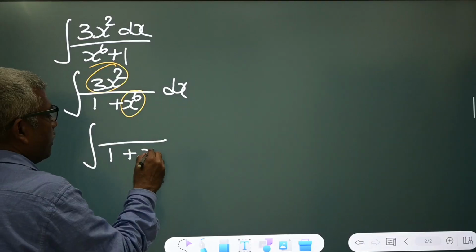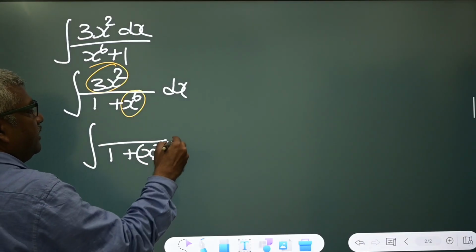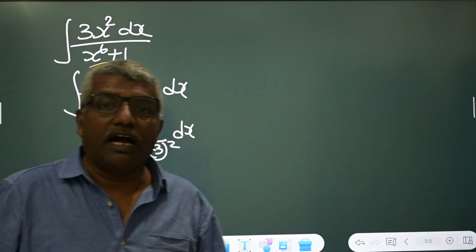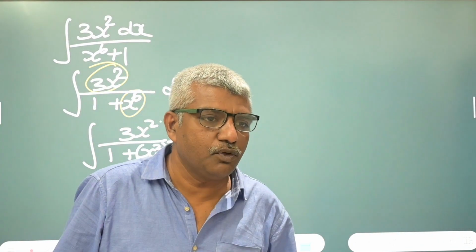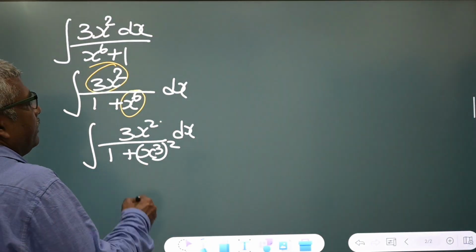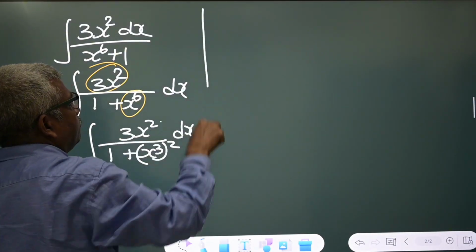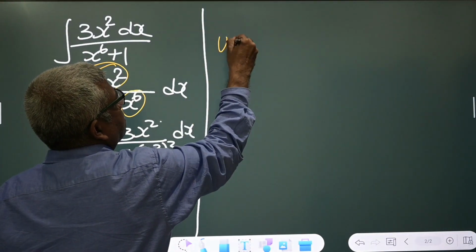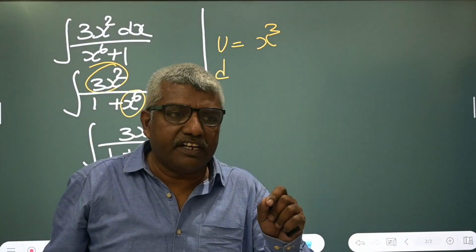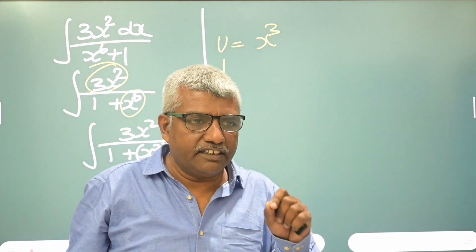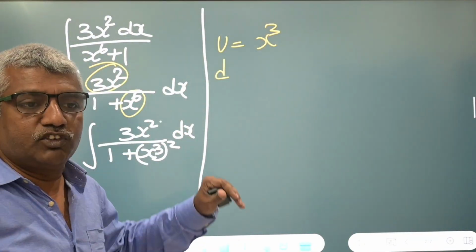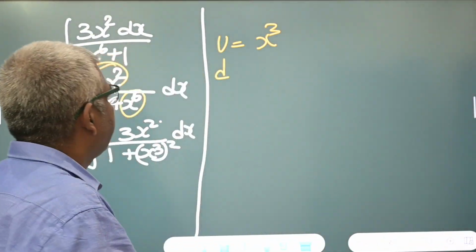So it should be 1 plus x cube squared, dx, 3x squared. But another problem, we should not have the numerator. Numerator should be 1. Now let u equal to x cube. When you take u, you have to be very careful to choose the u. That u should eliminate the unwanted portion so that we can integrate.